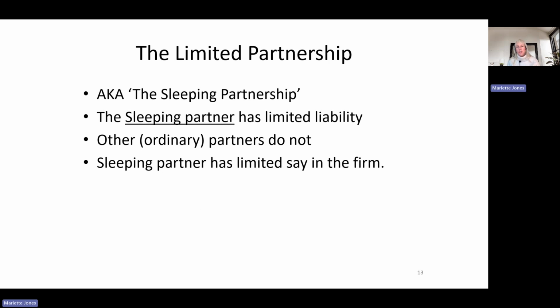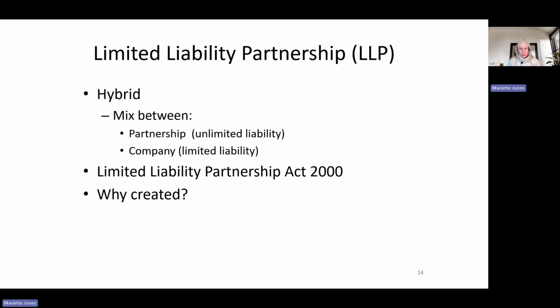The limited partnership, sometimes called a sleeping partnership, introduces the concept of limited liability for certain partners. Please don't confuse the limited partnership with the limited liability partnership, which we'll look at next. So under the limited partnership model, at least one partner must have unlimited liability, but others, known as limited or sleeping partners, are only liable up to the amount that they have invested. In exchange, however, these limited partners cannot take part in the management of the firm.